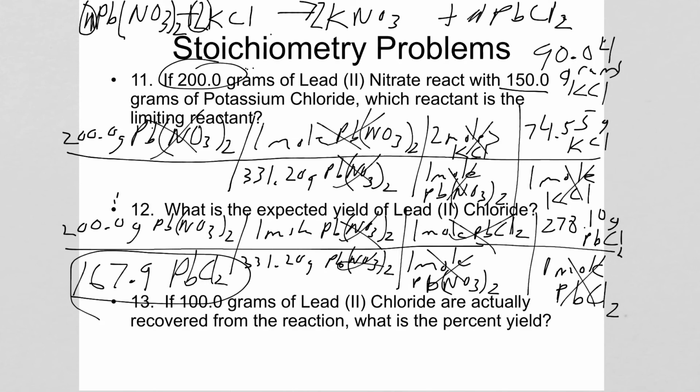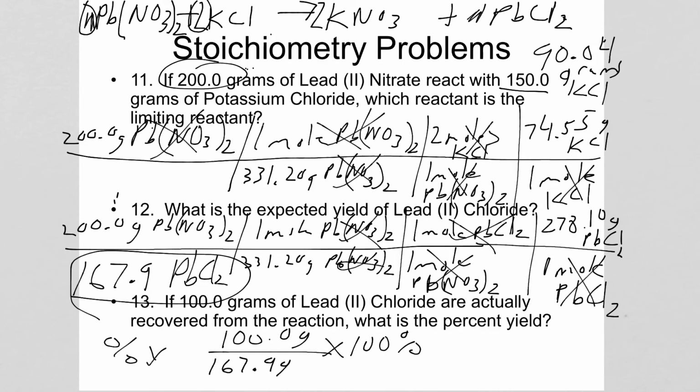Problem 13 tells us if 100 grams of lead 2 chloride are actually recovered, what's the percent yield? Remember that the percent yield is equal to the actual yield, which in this case is 100 grams, divided by the theoretical yield, which we calculated in our problem number 12 to be 167.9 grams, times 100%. So we do the math on that, calculate it out, and we end up with 59.56% yield.